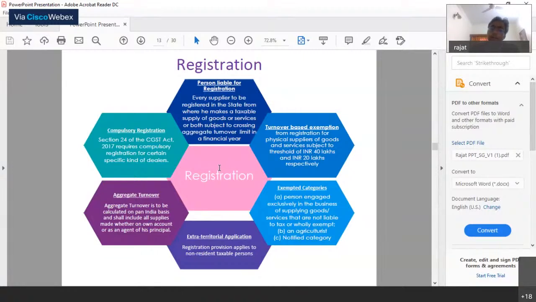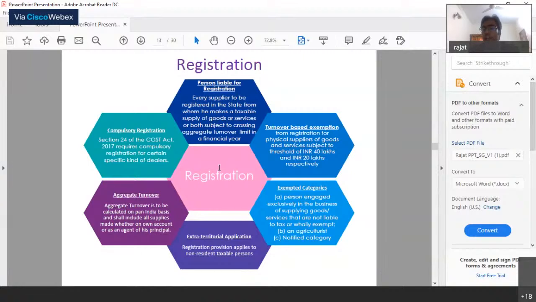As you can see, there is a turnover based exemption for suppliers under GST. If you are a supplier selling goods below 40 lakh rupees, and if you are a supplier of services whose turnover is less than 20 lakh rupees, you are not required to obtain registration under GST. And aggregate turnover is to be calculated on a pan India basis.